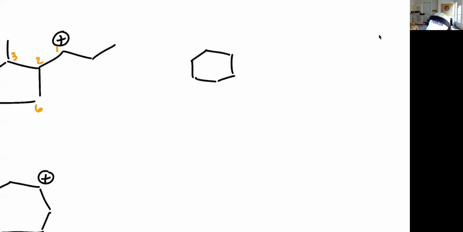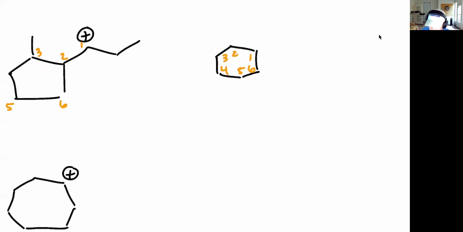So it's going to have that kind of backbone. And then I'm just going to go ahead and number. Again, it doesn't really matter where you start. So 1 has this ethyl group like that, and so we're going to put the ethyl group on 1 like that. And 3 also has a methyl.